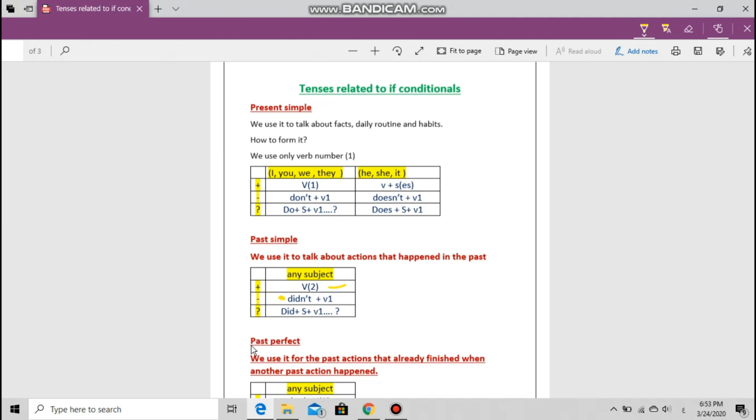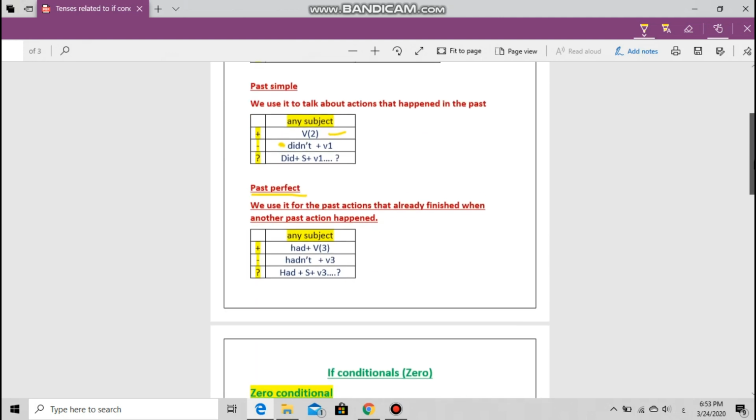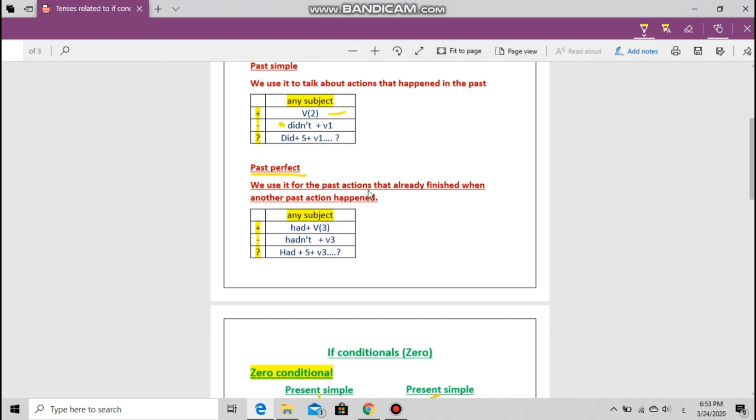Okay. Past perfect. We use the past perfect for a past action that's already finished when another past action happened. The formation: we use only had plus verb number three. Be careful, verb number three only. And for negative, hadn't, and for forming questions we only use had.